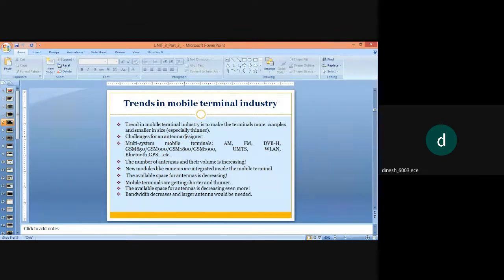The trend in the mobile terminal industry is to make the terminals more complex and smaller in size, especially thinner. So the challenge for an antenna designer is that multi-system mobile terminals are used in AM, FM, digital video broadcasting, high definition, GSM 850, GSM 900, GSM 1800 standards, UMTS (Universal Mobile Telecommunication System), Wireless Local Area Networking, Bluetooth, Global Positioning System, General Packet Radio Service, and so on.